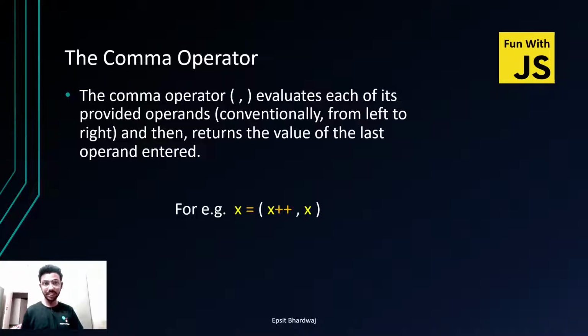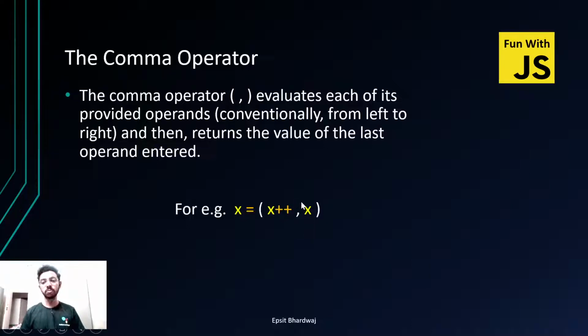Well, it evaluates each of its provided operands conventionally from the left to the right, and then returns the value of the last operand entered. What does this mean? We'll for sure take a look in the console. As for now, let's have an example, which is x equals braces start x plus plus comma x braces closed. Well, this means that only the value of this operand, which is the last operand of this expression, is gonna be executed. This comma tells the interpreter to do so.